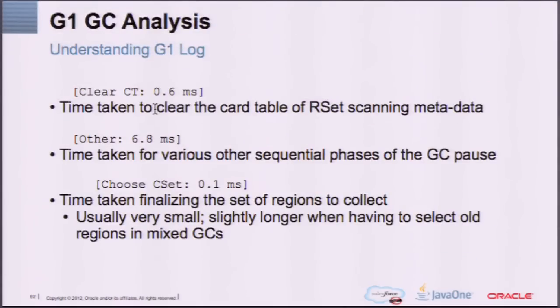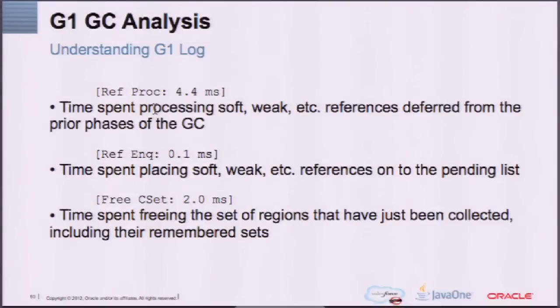Clear card table, the time taken to clear the card table of RSET scanning metadata. Other, time taken for various other sequential GC phases. Choosing CSets, so you want to finalize the set of collection sets, the set of regions to collect, basically. It should usually be very small. And if you have old regions in the mixed GCs, basically if you have marking information already available, it may take slightly longer because now you have old regions to collect as well. Reference processing, time spent in processing references. Reference enqueuing, trying to place them on the pending list. Freeing CSet, time spent in freeing the set of regions that have just been collected. You just collected a bunch of regions, so you need to free the CSets, including the remembered sets of the CSets.